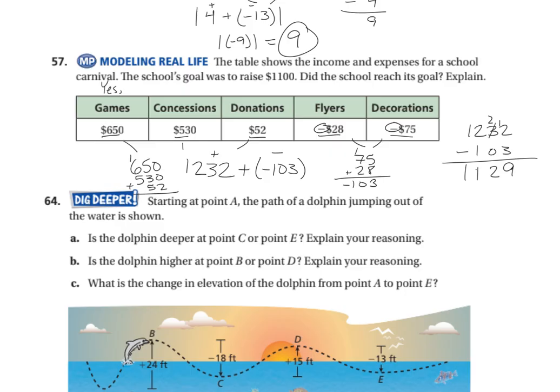Yes, it reached its goal by, right? And we can think, how much did it reach it by? Take off what the goal amount was. They got it by $29.